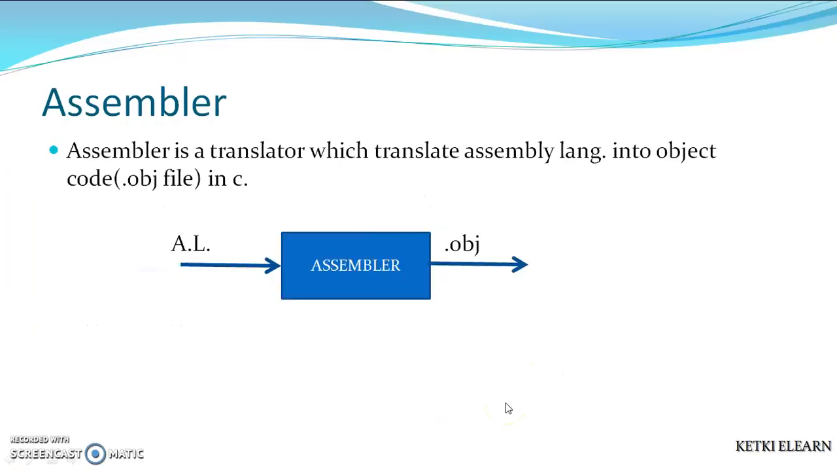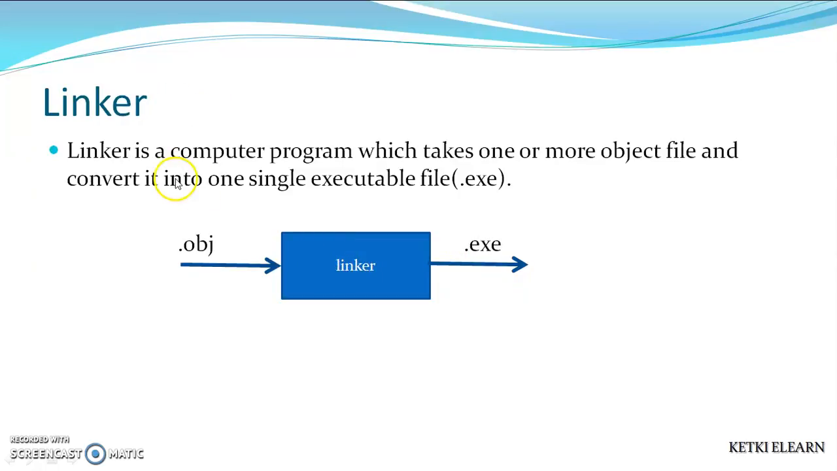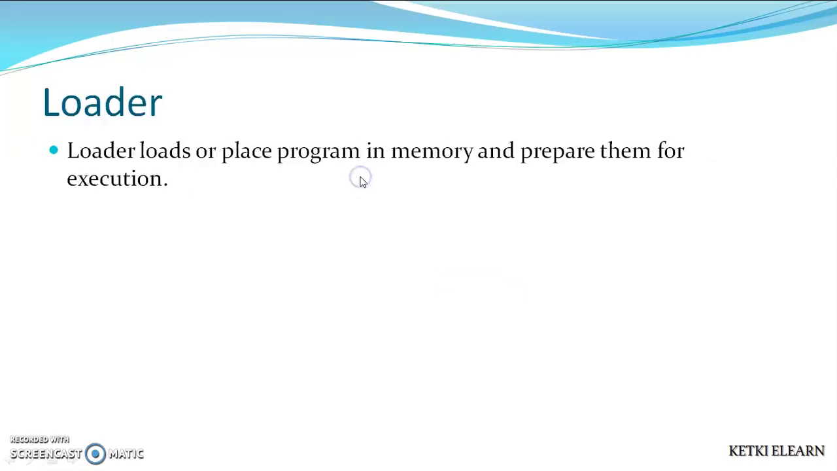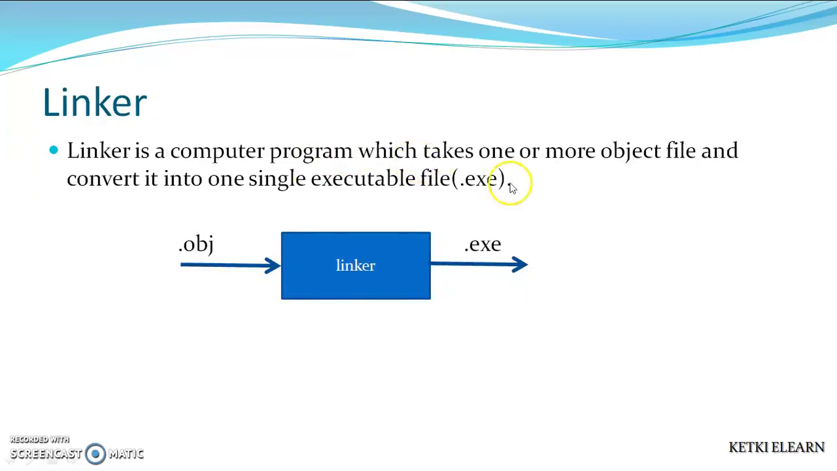Next one is the assembler. So what is an assembler? An assembler is again one kind of translator which translates assembly language into object code, or into a file with extension .obj. Next one is the linker. So what is a linker? A linker is a computer program which takes one or many object files, that is, .obj files, and converts them into an .exe file or executable file, meaning the file is ready for execution. So this is the normal function of a linker.